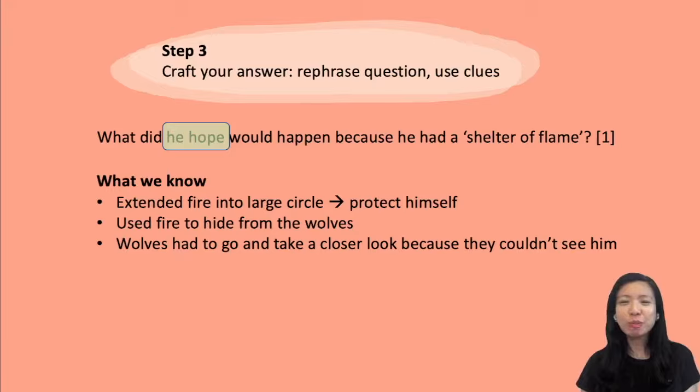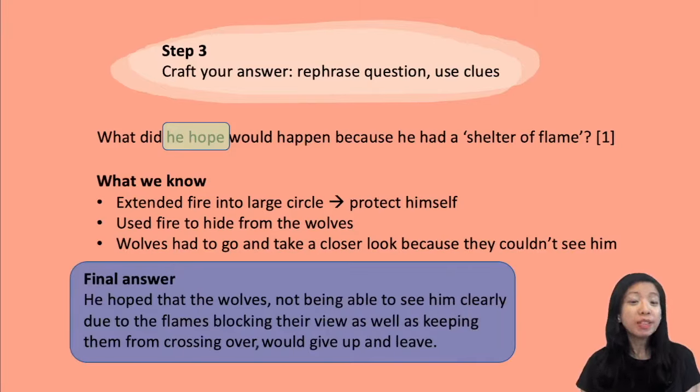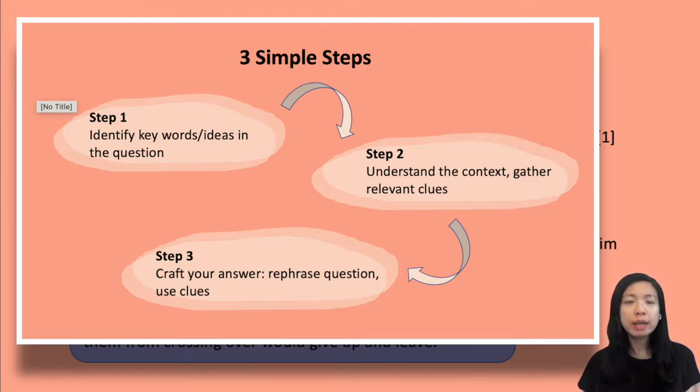So my final answer would be something like this. He hoped that the wolves, not being able to see him clearly due to the flames blocking their view as well as keeping them from crossing over, would give up and leave. So this is what he was hoping for. Okay, did you manage to get a similar answer to this? Well, as I said, don't give up, keep trying, just keep applying the 3 steps to any inferential questions, and you will find that it gets easier and easier the more you practice.